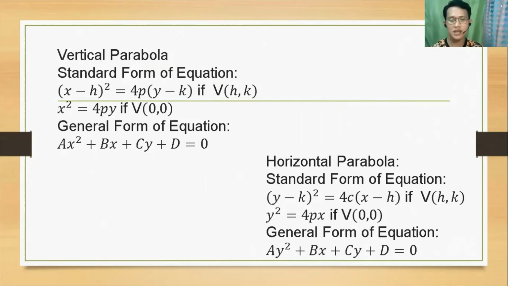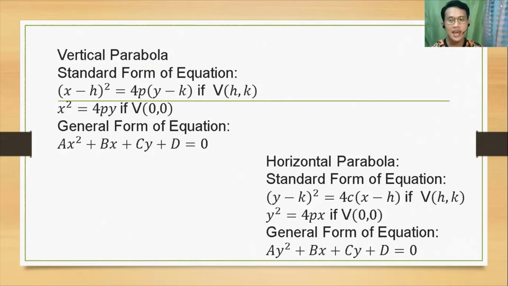Now, let me have you hear the summary. So for a vertical parabola, the standard form of equation will be this one if our vertex is at (h, k), and this one also if the vertex is at (0, 0) or the origin. So it's very easy to determine. And for the general form of equation, as you can see, ax squared plus bx plus cy plus t is equal to 0. And for the horizontal, the general form here will be ay squared.